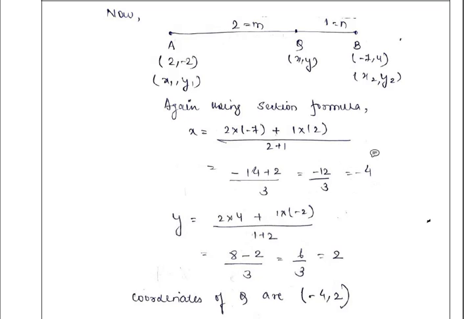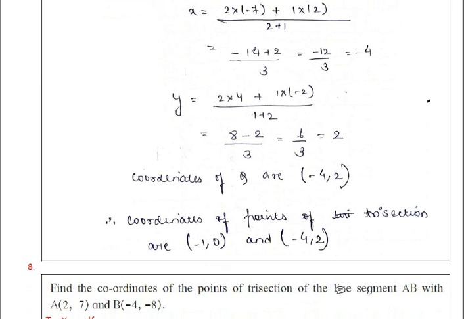So use the section formula, you get the value of X as -4 and the value of Y comes out to be 2. You can pause and check your answers over here. So the value of Q becomes -4, 2. Therefore there were 2 points in between. The first point P was -1, 0, the second point was -4, 2.